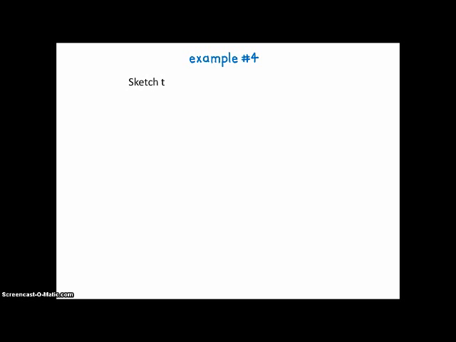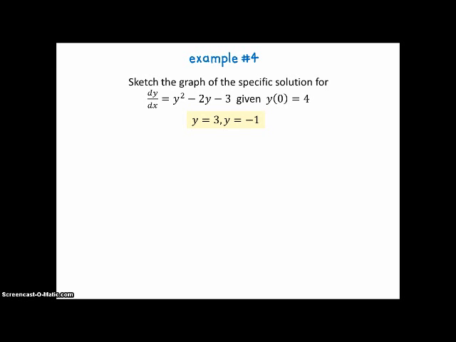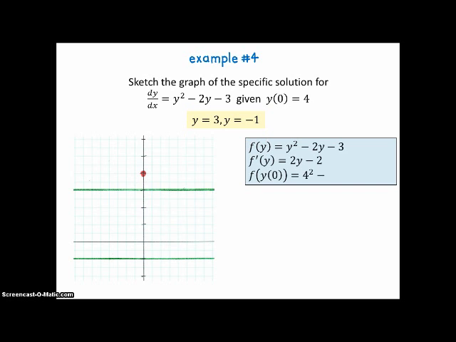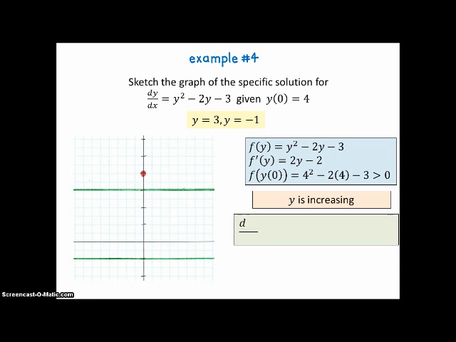Example 4. Sketch the graph of the specific solution for the same autonomous differential equation, but this time given that y of 0 is 4. And again, our constant solutions are the same as before, and there's my point at (0, 4). So our graph is going to be above that top green line. So let's review f of y and f prime of y, and this time we put 4 in for y into f of y, and we get a positive value for f of y, which means y is increasing.